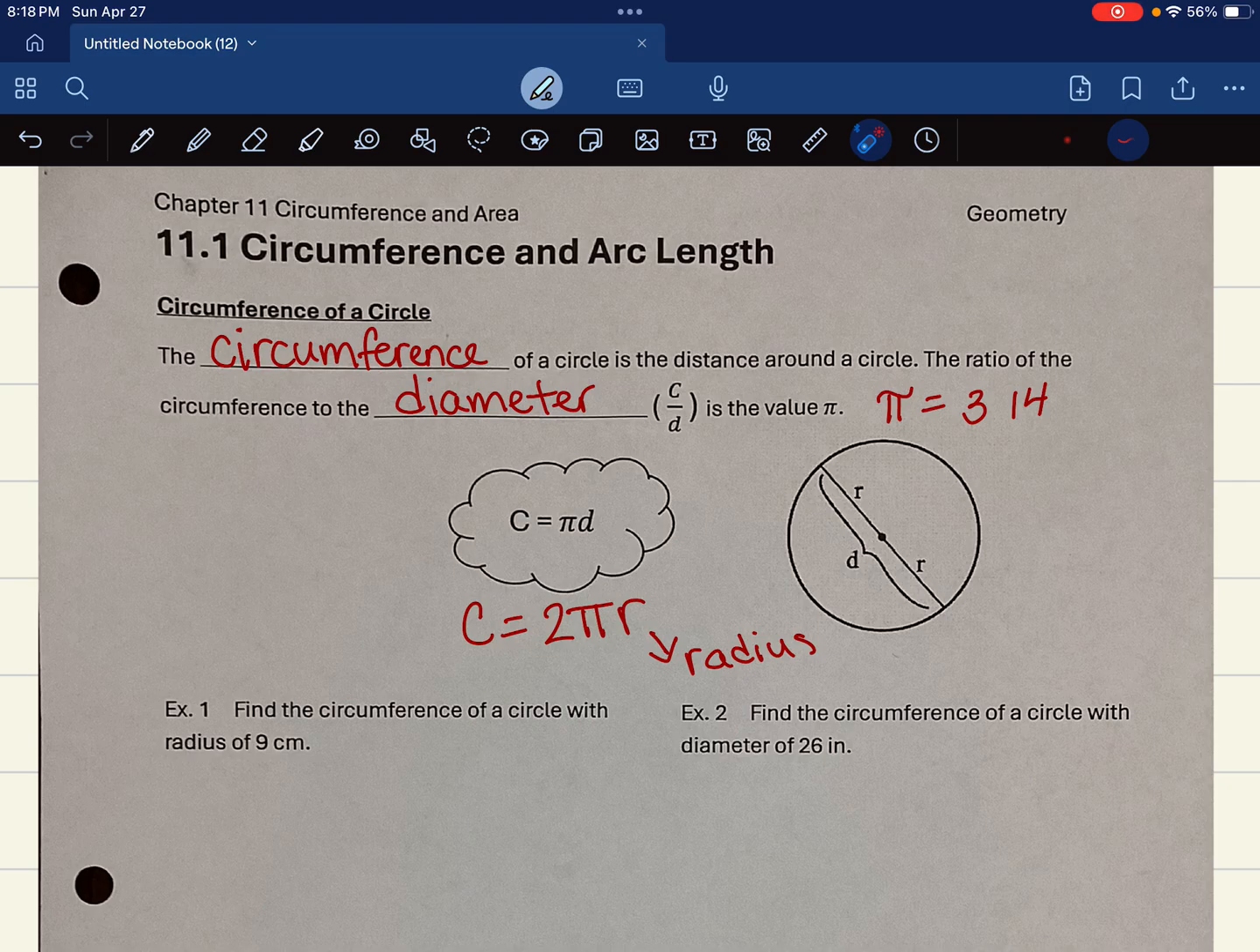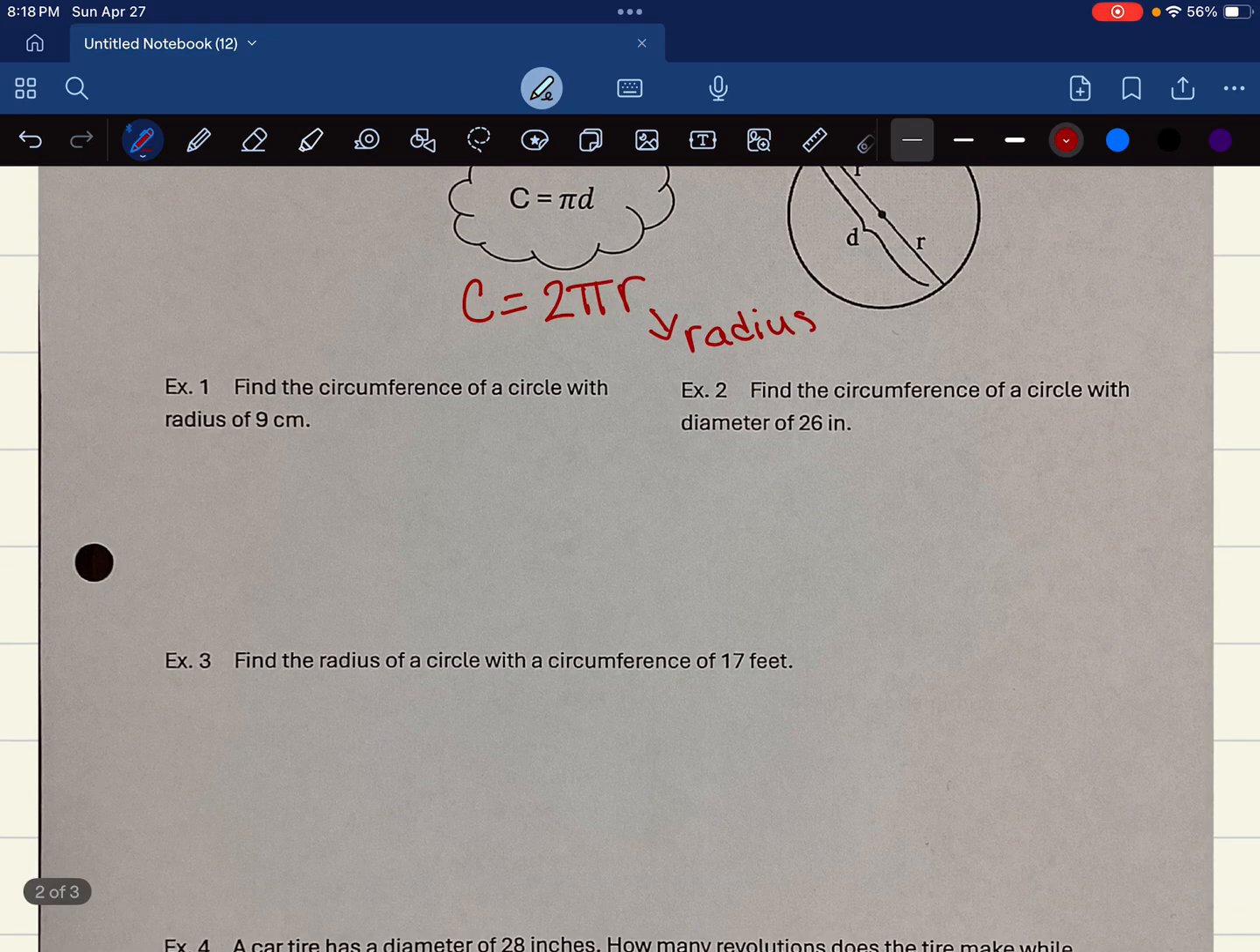Okay, so we're going to walk through a few examples. I know this stuff you guys have seen, it's just probably been a while. Example 1 asks you to find the circumference of a circle with a radius of 9 centimeters. So I would use the formula 2 times pi times radius. Then all you have to do is plug in the number for your radius, which is 9. So 2 times pi times 9.